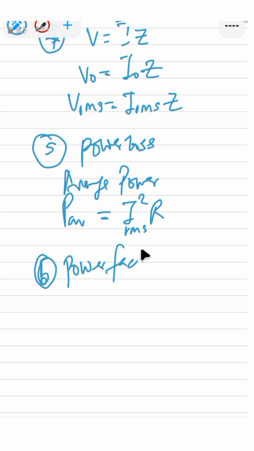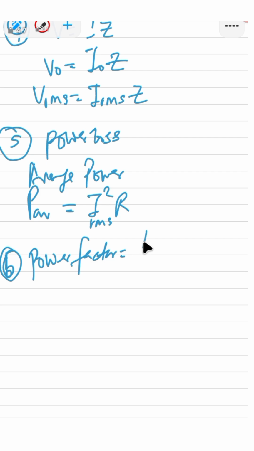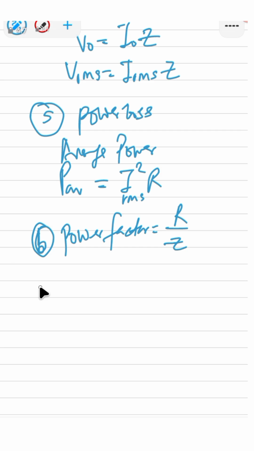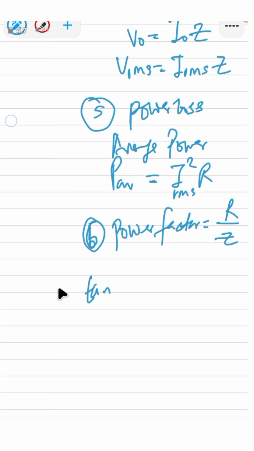Power factor, that one is R over Z. Don't need to waste time. Power factor is R over Z. Then to get your tan phi, your phase angle. Now let me consider one, sorry. To get phi, phi is the phase angle. Hope you are following now.